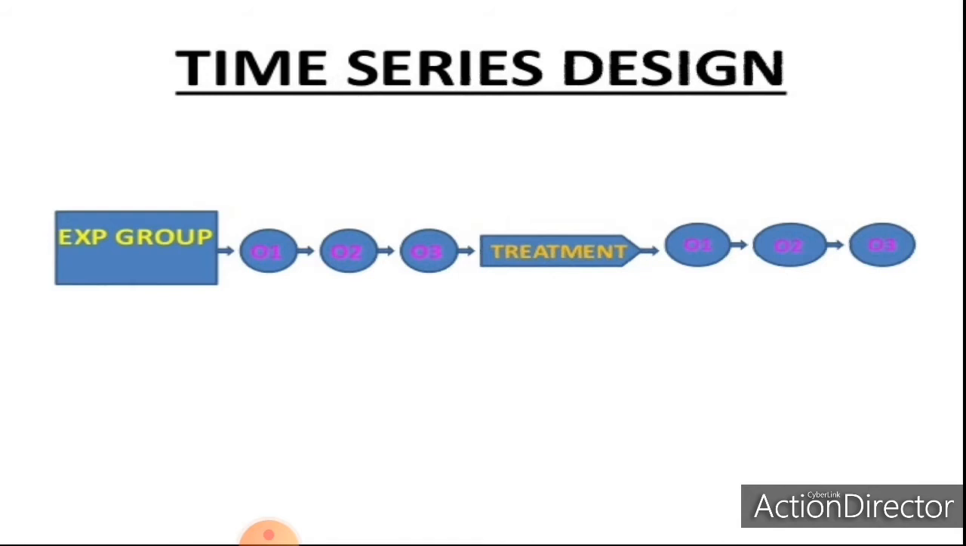Here the researcher takes an experimental group and makes several pre-tests. Then the researcher gives some treatment to that group. After that, the researcher conducts several post-tests. So, in this design, the researcher repeatedly pre-tests and post-tests before and after the treatment. This is the difference of this design from the other designs.